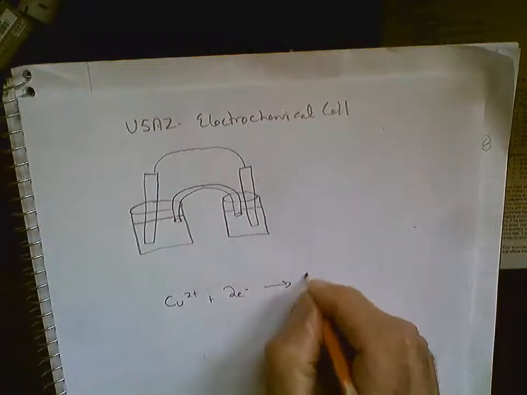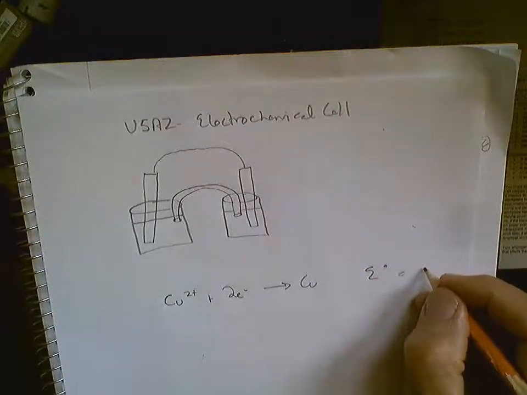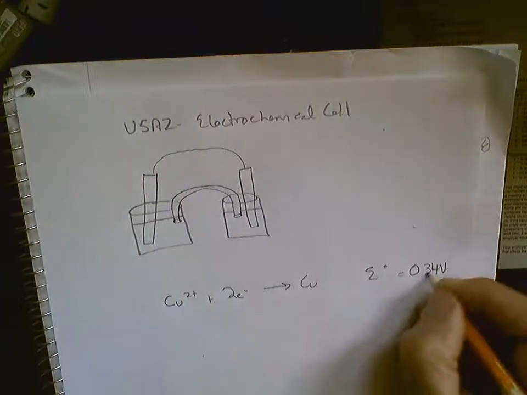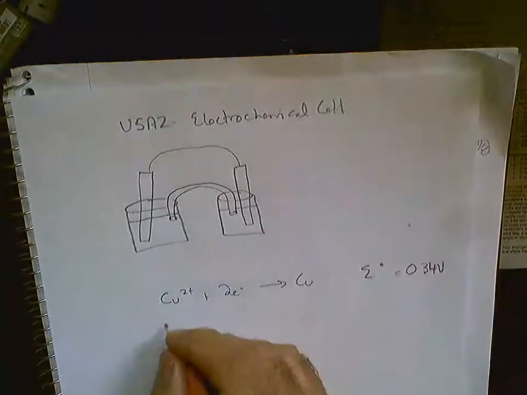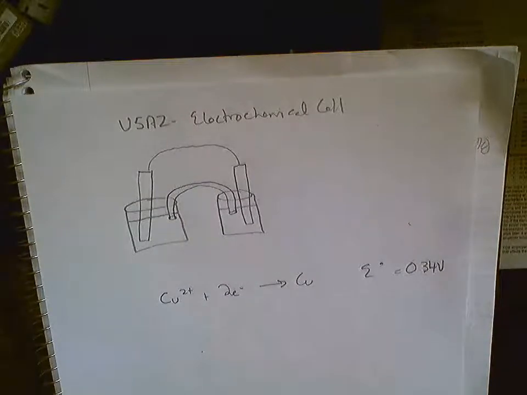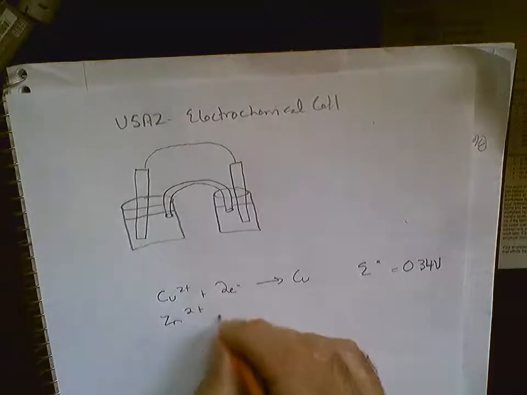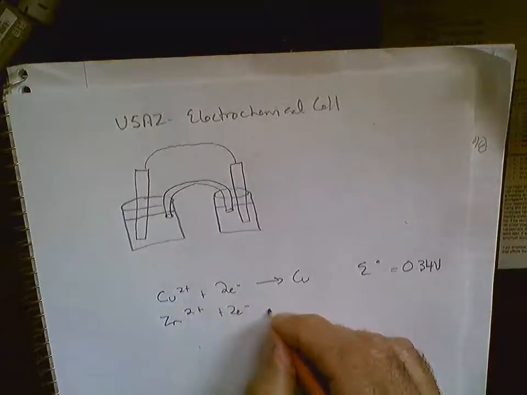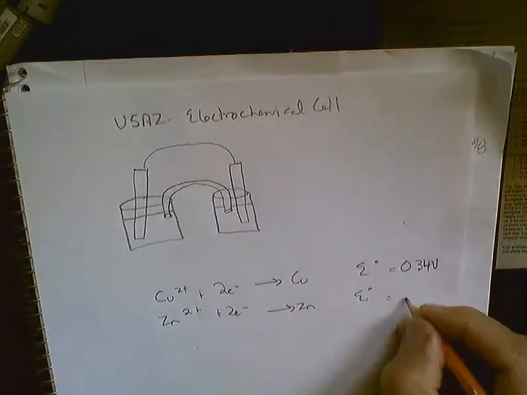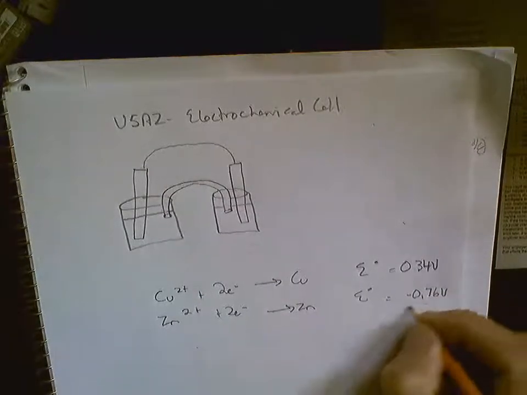Equals, just got to find one thing here, 0.34 volts. So the next thing I want to do is figure out another metal that we're going to make our battery out of. So I'm going to go to zinc now because this is the example that they use. I'm going to write down the formula for zinc, and this is the reduction of zinc. And now I'm going to get my voltage potential here, negative 0.76 volts.